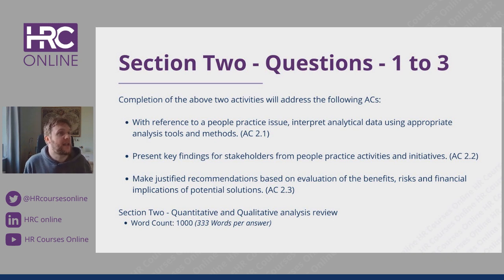Present key findings for stakeholders for people practice activities and initiatives. Again, your key findings, the key things you think they should be aware of, it's you interpreting the data. So there's an element of your key findings. This is what I think we should be looking at. Make justified recommendations based on an evaluation of the benefits, risk, and financial implications of potential solutions. So again, if you say we need to recruit more customer service, or we need to do more of this, this is how it could work.